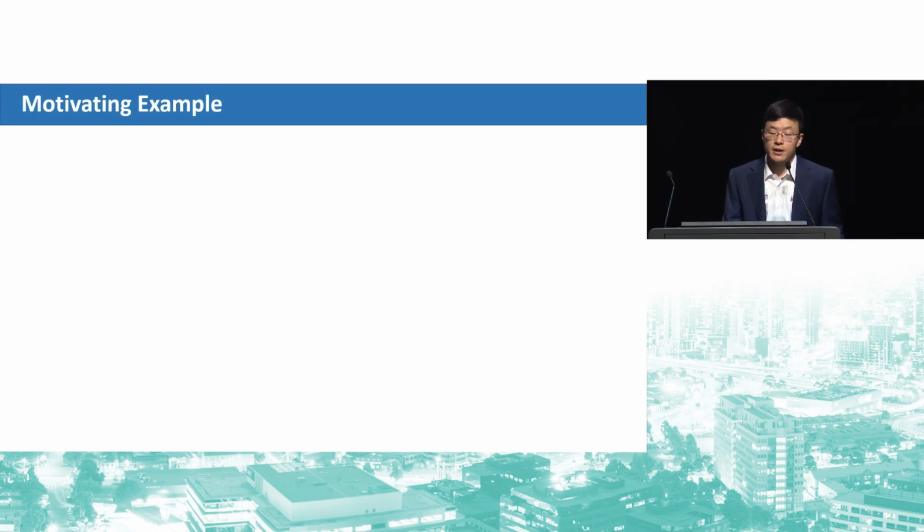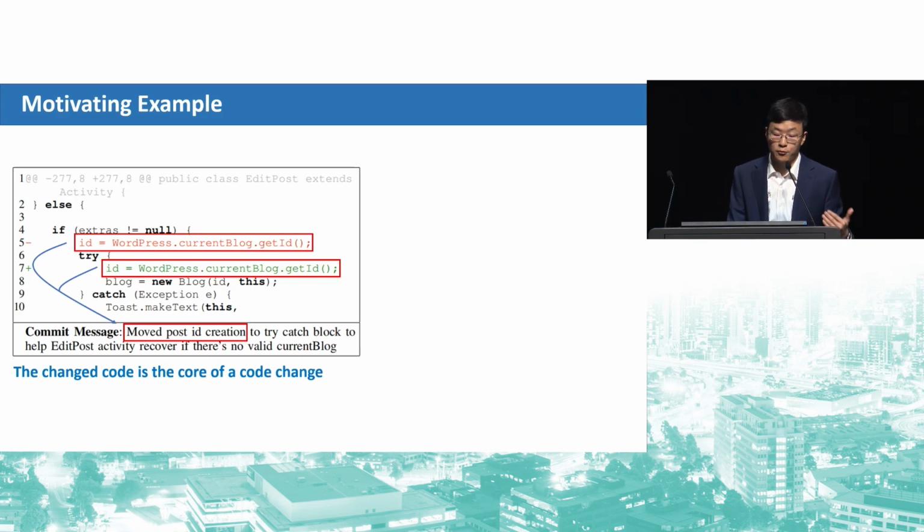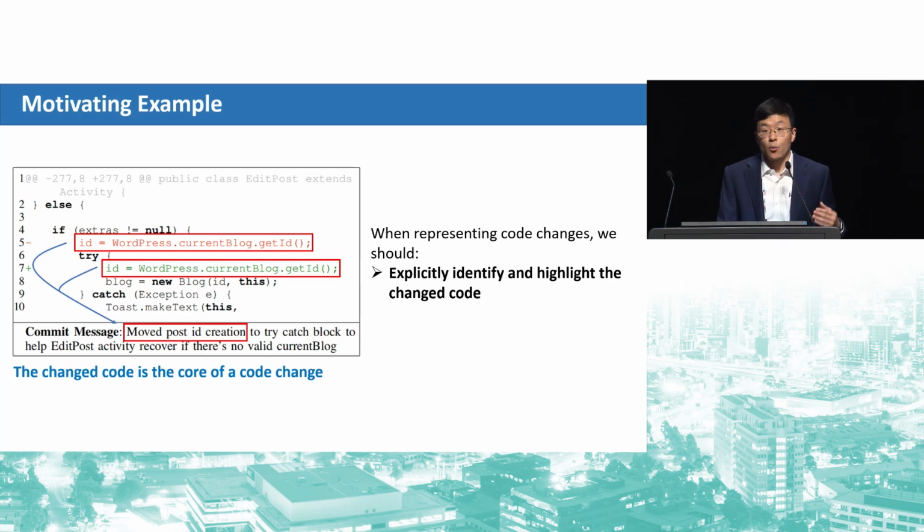The first observation is that the changed code is the core of the code change, which is very intuitive. For this example, if we check the changed code part, which is line 5 and line 7, we can see that line 5 is just creating the post ID, and the core of the code change is moving the post ID creation. By comparing line 5 and line 7, we can see that they are equal. So this is a move operation. From the changed code, we can know the core of this code change, which motivates us that when representing code changes, we should explicitly identify and highlight the changed code.